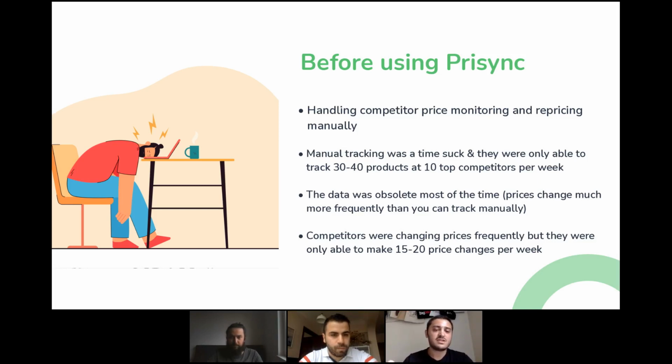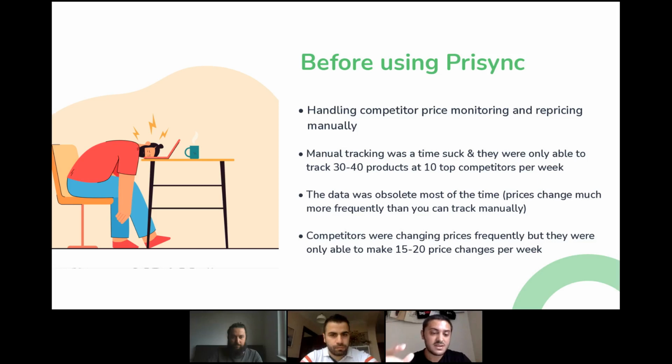So for this reason, they focused on a small number of products, their top products, and on their top competitors. On a weekly basis, they monitored the prices of 10 competitors with just 30 or 40 of their products. In addition, for the repricing effort, they were only able to focus on 15, 20 price changes per week.